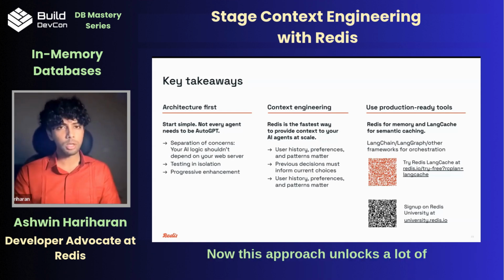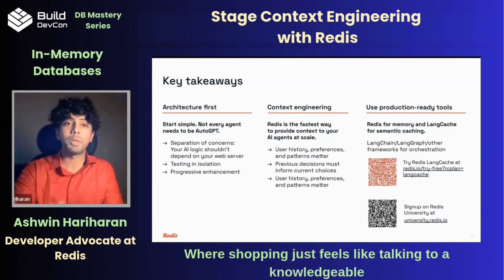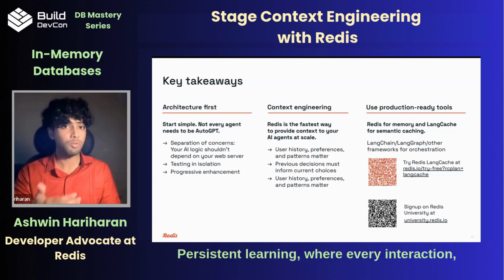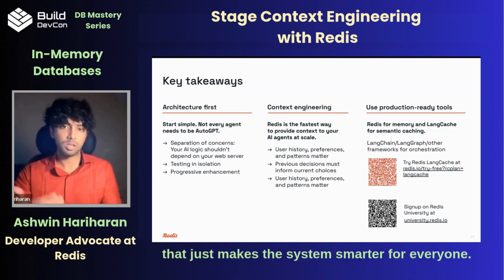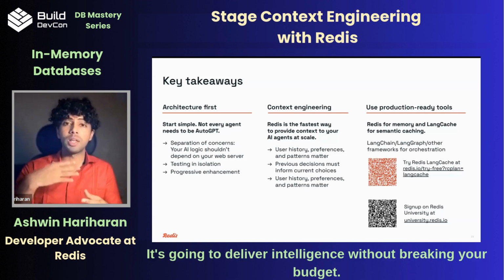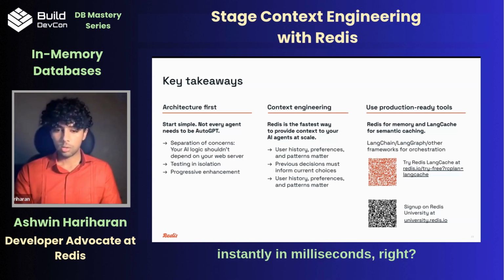Now, this approach unlocks a lot of possibilities, right? Conversational e-commerce, where shopping just feels like talking to a knowledgeable friend. Persistent learning, where every interaction makes the system smarter for everyone. And your AI becomes a lot more cost-effective. It's going to deliver intelligence without breaking your budget. And knowledge is available and reused instantly in milliseconds, right?